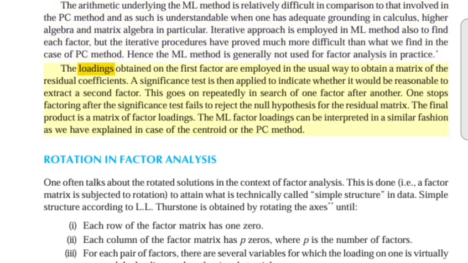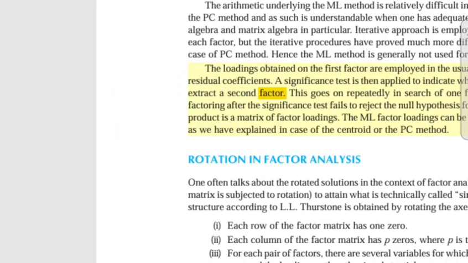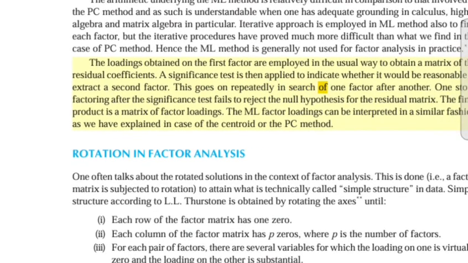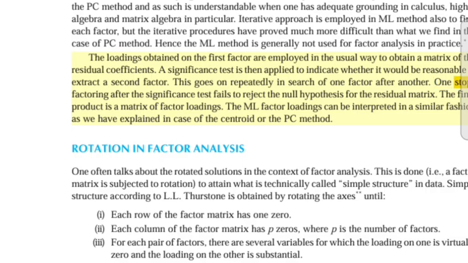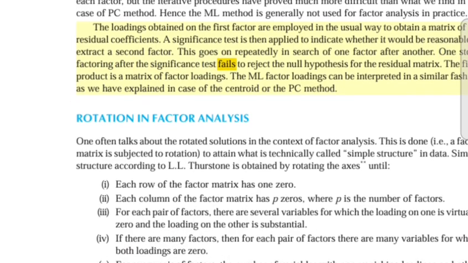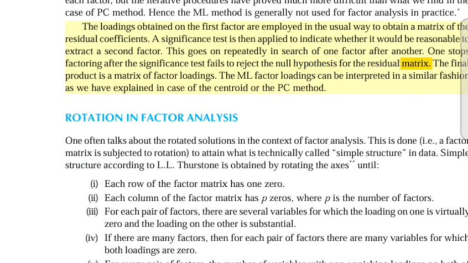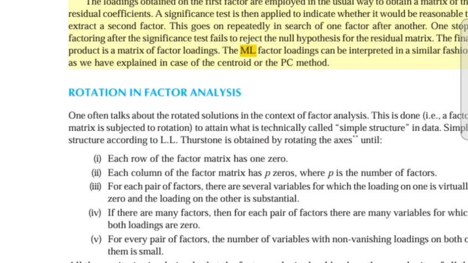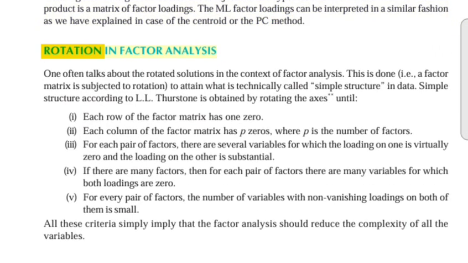The loadings obtained on the first factor are employed in the usual way to obtain a matrix of the residual coefficients. A significance test is then applied to indicate whether it would be reasonable to extract a second factor. This goes on repeatedly in search of one factor after another. One stops factoring after the significance test fails to reject the null hypothesis for the residual matrix. The final product is a matrix of factor loadings. The ML factor loadings can be interpreted in a similar fashion as we have explained in case of the centroid or the PC method.